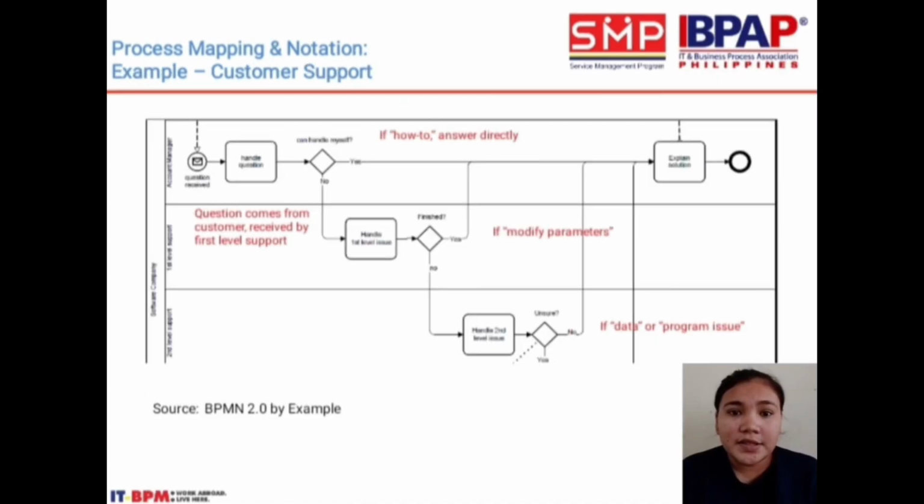Here is the process. The BPM uses a start event, a task for each support level, decision gateways to check if the issue can be handled or is resolved, and an end event when the account manager explains the solution. The process is organized into three lanes: account manager, first level support, and second level support.